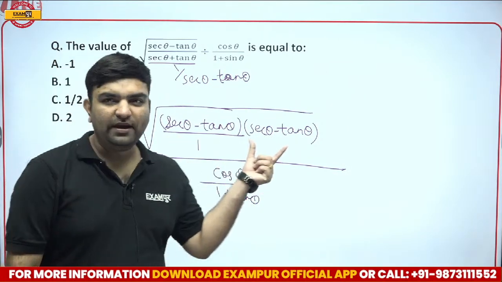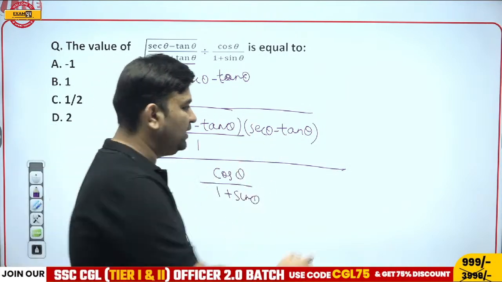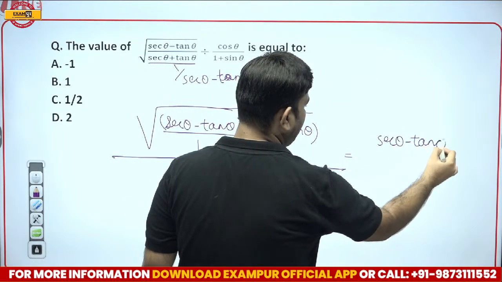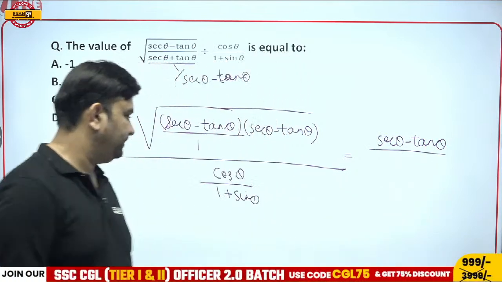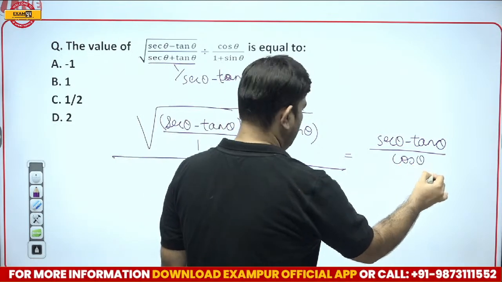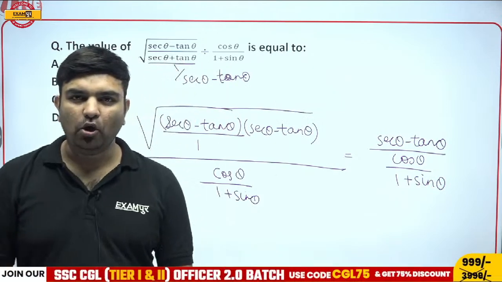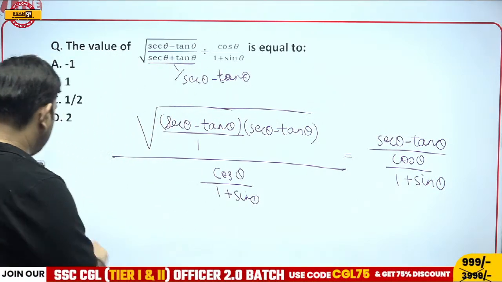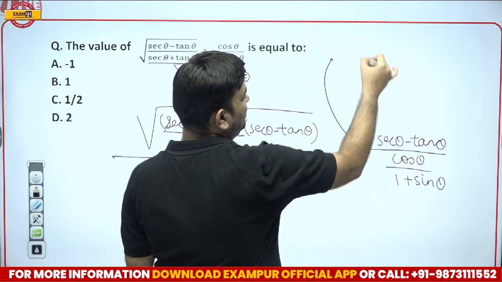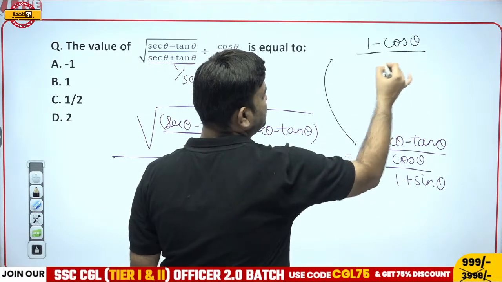Now, sec theta minus tan theta whole square under root will cancel out each other. So sec theta minus tan theta upon cos theta over 1 plus sin theta. Convert sec and tan into sin and cos. 1 upon cos, sin upon cos. So 1 minus cos over sin.